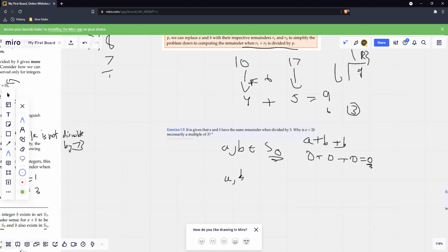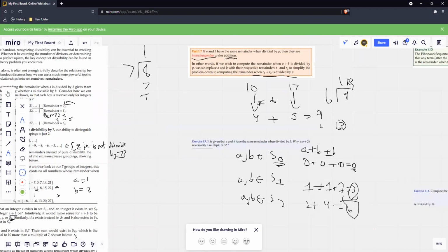Then a and b are in set of 1. Then we can just substitute remainders. This is also 3, and that means it's also divisible because the remainder is 3 and we're dividing by 3. Finally, for set of 2, we have 2 plus 4 is equal to 6. 6 is a multiple of 3, so if the remainder is 6, these are going to still be a multiple of 3. And 0, 1, and 2 are the only 3 possible remainders. So there we are.